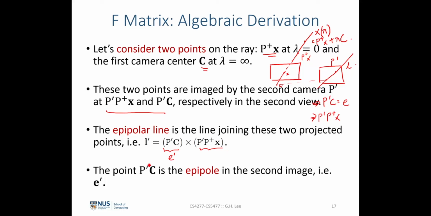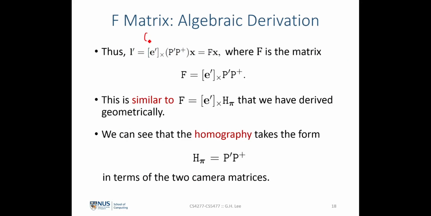So we have mentioned earlier on that P prime C is the epipole in the second image because it's a projection of the first camera center onto the second image. So this is originally P prime of C multiplied by cross product of P prime, P plus, and X over here. So we can rewrite this into the epipole cross product with P prime, P plus, and X. And we have seen earlier on that the cross product here can be rewritten into a skew symmetric matrix that is in this particular form.